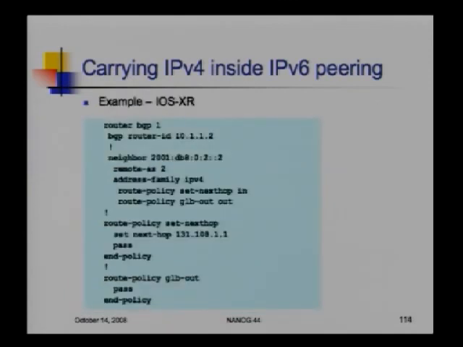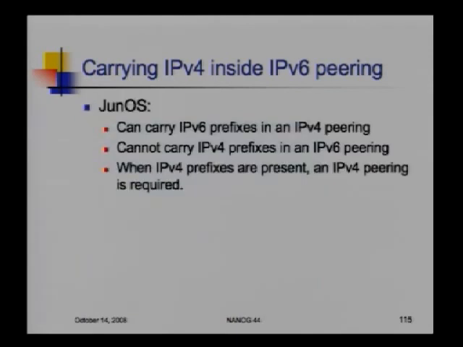Okay, and doing this in XR, you can do the same thing. Again, you've got the particular RPL language, but you have to set the next hop appropriately, otherwise things won't work. Now for Junos, it works the other way around. They can carry v6 prefixes in a v4 peering, but cannot carry v4 prefixes in a v6 peering.